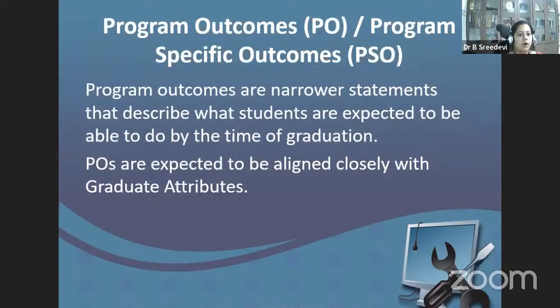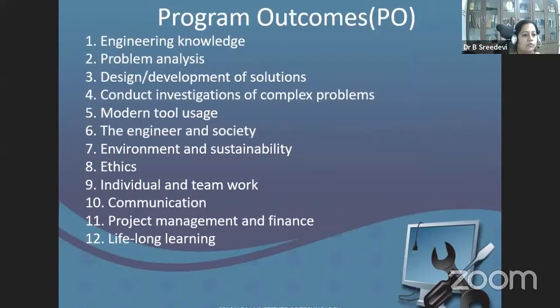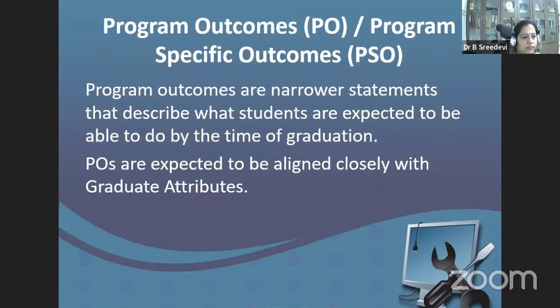Next is program outcomes. Already we have seen those 12 outcomes which are framed by the National Board of Accreditation. You have to strictly follow these 12 outcomes, and you have to map your course outcomes to the program outcomes definitely. I hope these 12 parameters cover all the aspects in the field of engineering.